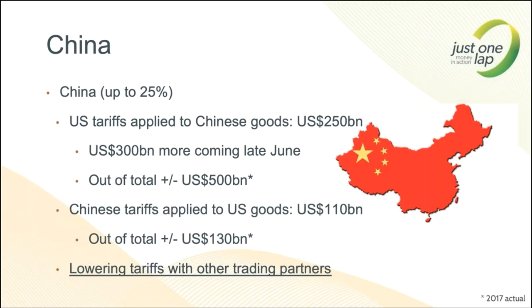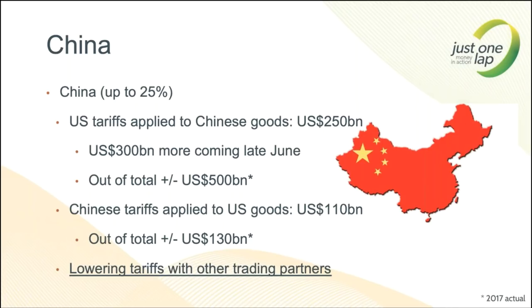The tariffs at the moment are sitting at 10%. The new ones will come in at 25%. The current tariffs are on $250 billion. New tariffs, which will come in the next few weeks, will be on an additional $300 billion. It was only $500 billion of imports from China. Now, that's a 2017 number. The 2018 number, they don't have an official number yet. They're estimating it at around $580 billion.